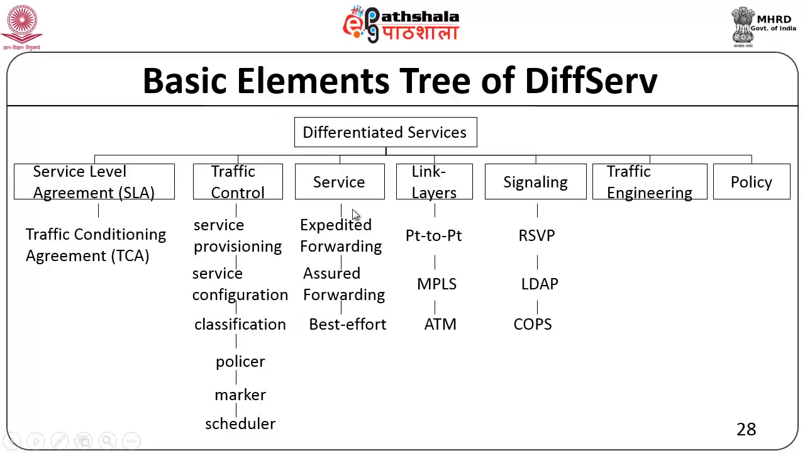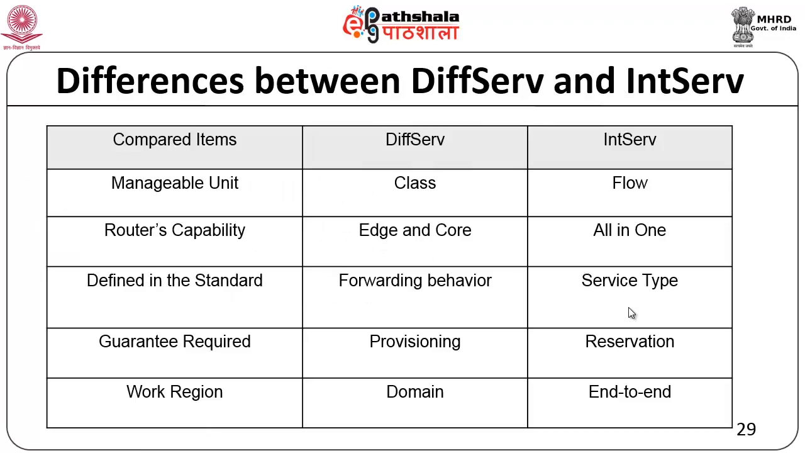In terms of service, we talk about expedited forwarding, assured forwarding and best effort forwarding. Okay, so link layers, it will work on top of point-to-point protocol, MPLS, ATM and so on. And for signaling, right, it can coexist with other signaling protocols such as RSVP, LTAP, COPS and so on. Okay, so this is the basic structure that we have of DiffServ.